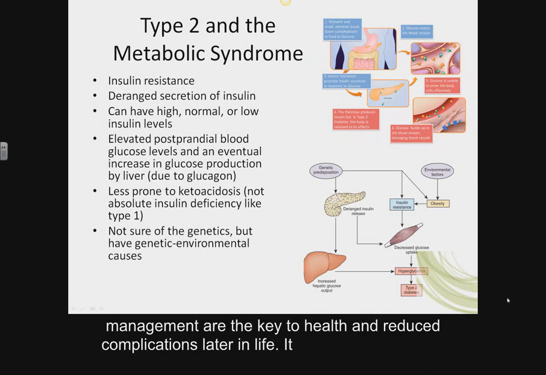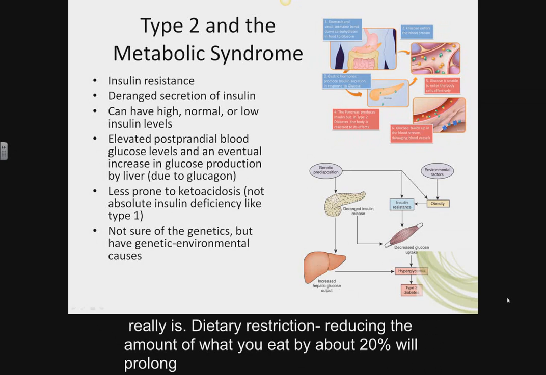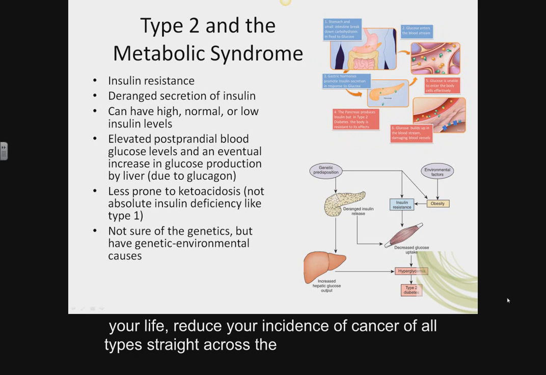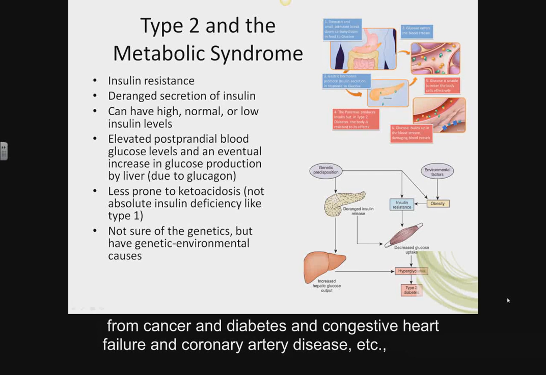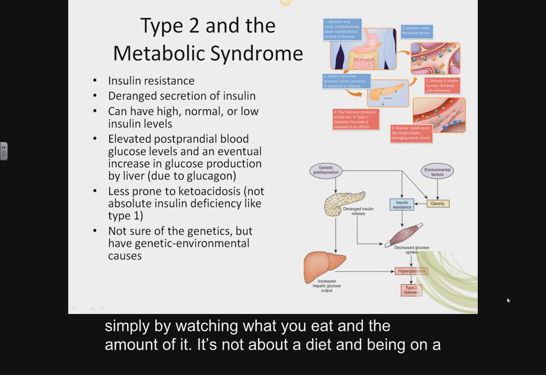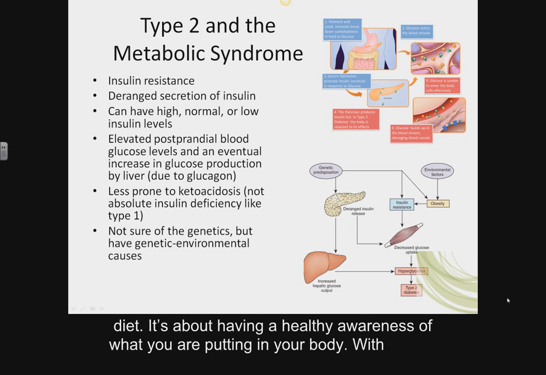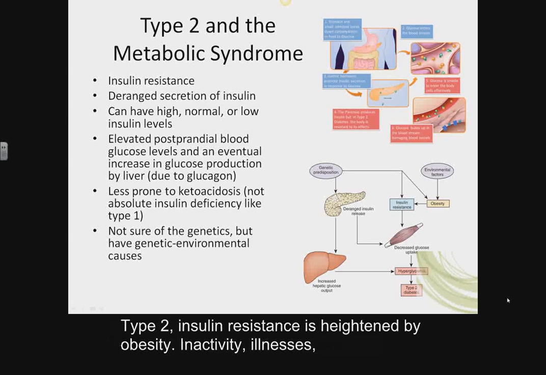A healthy lifestyle, dietary restriction, exercise, weight loss, weight management, all are key to health and reduce complications later in life. It really is. Dietary restriction, reducing the amount of what you eat by about 20%, will prolong your life, reduce your incidence of cancer of all types straight across the board, reduce your incidence of DM, reduce your incidence of all complications resulting from cancer and diabetes and congestive heart failure and coronary artery disease, etc. Simply by watching what you eat and the amount of it. It's not about a diet and being on a diet. It's about having a healthy awareness of what you're putting in your body.